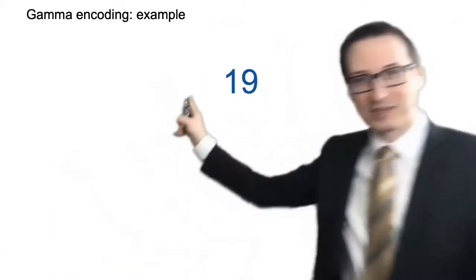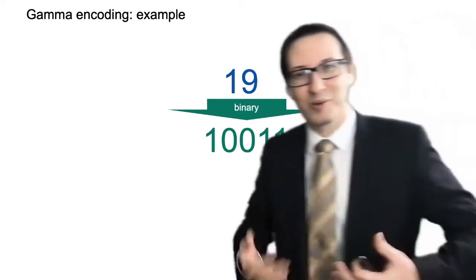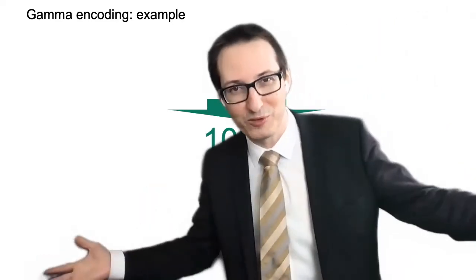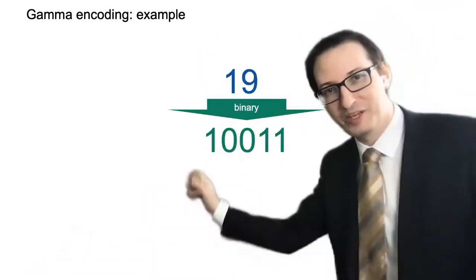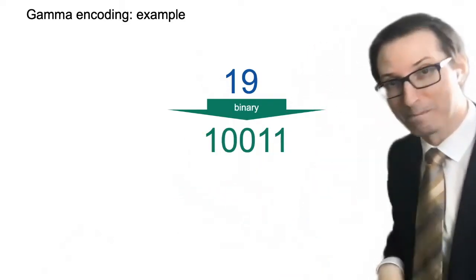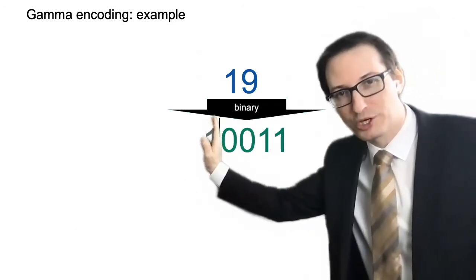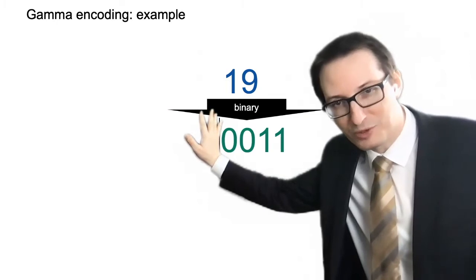Okay, now that I have my thermometer code or my unary code, here is, ladies and gentlemen, the gamma code. Let's encode the number 19. First, that's also something you do almost spontaneously. Let's put it in base 2, right? So 19 in base 2 is this thing right there, 10011, 16 plus 2 plus 1. Okay. Now, what do I do? Well, I'm going to cut the one that is in front. Do we have a question?